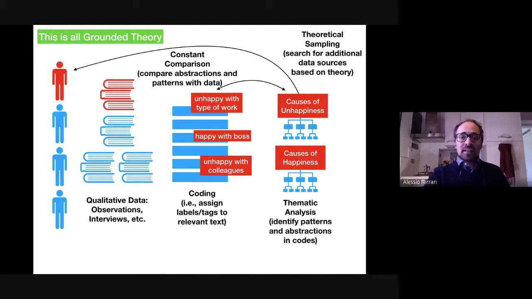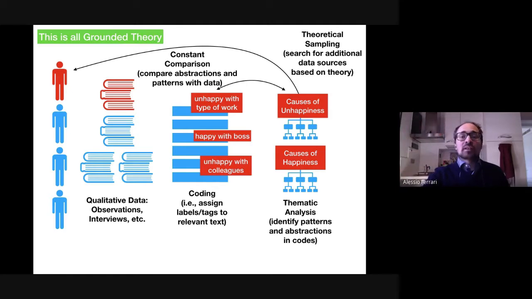Finally, after you have done this, you may have reached a point in which you understand that the information that you have is not enough, for example, because you need to interview additional people, or involve additional people or additional documents. This leads you to further sampling your population of interest, and this is called theoretical sampling, which is searching for additional data sources based on the theory that you've developed. The theory that you've developed up to now is the output of this thematic analysis that explains the causes of unhappiness and the causes of happiness.